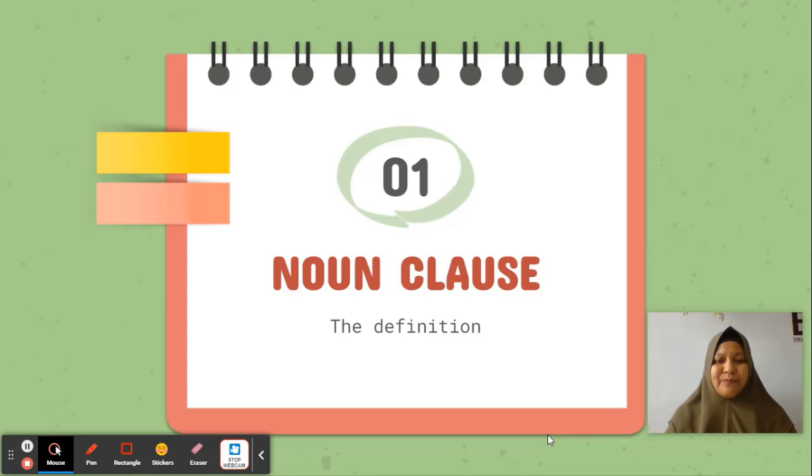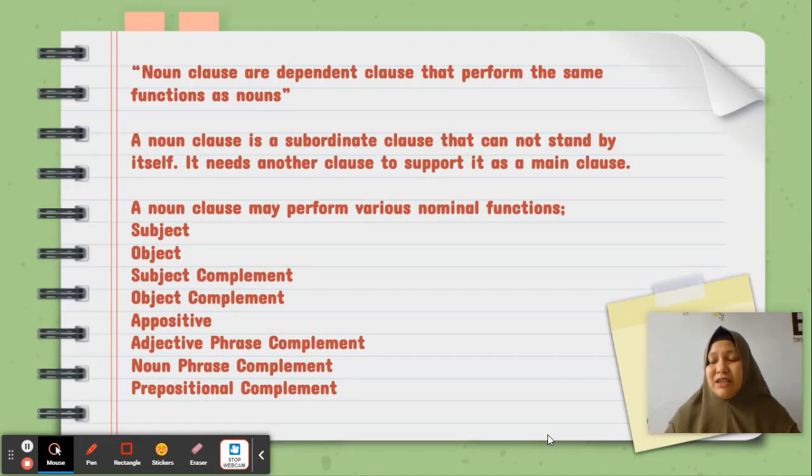What is noun clause? Noun clause is a dependent clause or subordinate clause that performs the same functions as nouns. So, as a noun clause is a dependent clause, it cannot stand by itself. So, it needs a main clause. A noun clause may perform various nominal functions like subject, object, subject complement, object complement, appositive, and sometimes it functions as adjective phrase complement, noun phrase complement, and even prepositional phrase complement.